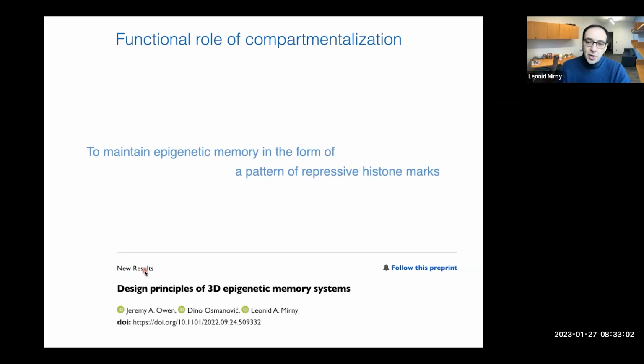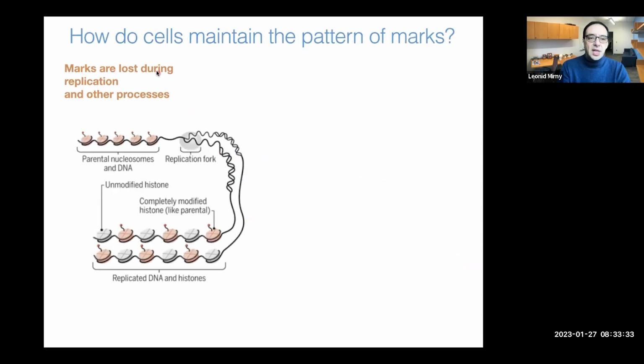The bottom line of what I'll tell you about today is that it looks like at least one of the functional roles of spatial compartmentalization and high density of heterochromatin, these two features, is to maintain the epigenetic memory, to maintain patterns of marks through the genome, especially repressive marks. It's unusual because we're basically saying you need this 3D folding to maintain some one-dimensional information along the gene. So let me take you through this story.